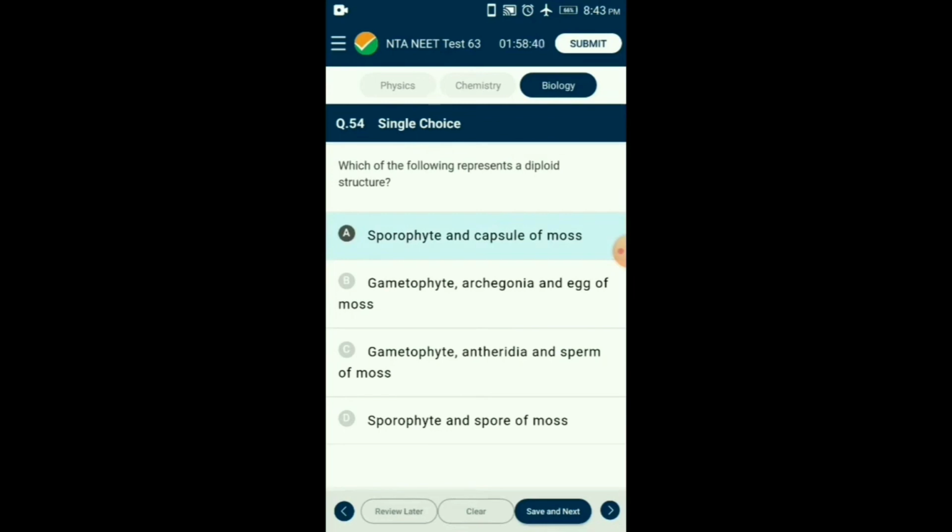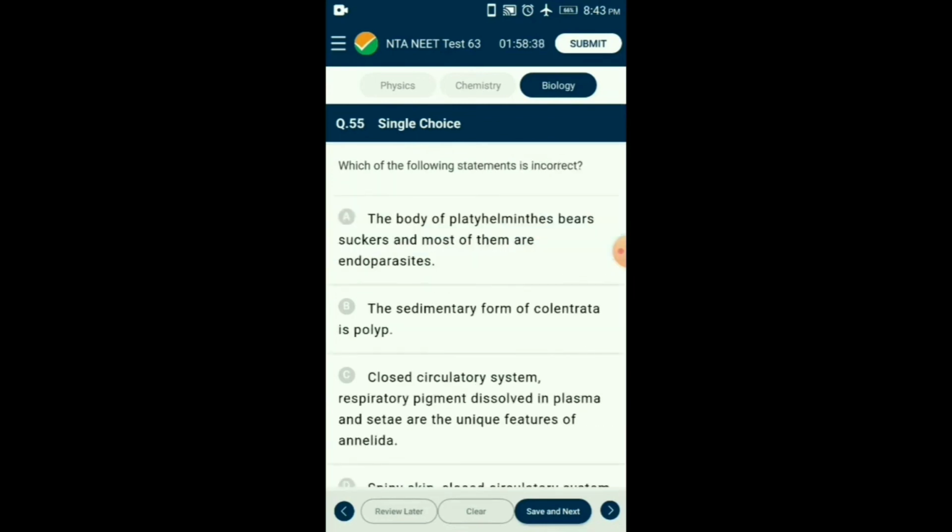Question number 55. Which one of the following statements is incorrect? Almost 80% of flatworms are parasitic in nature, while a few are free-living platyhelminthes. The free-living forms are scavengers or predators. The parasitic species feed on the tissue of the host organism in which they live. Hooks and suckers are present in parasitic forms.